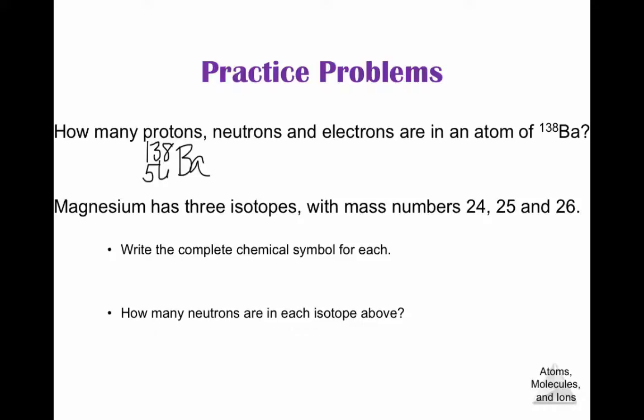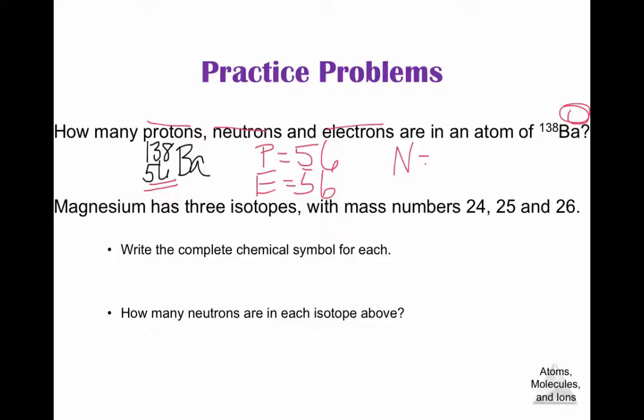Looking at the first example, you have barium-138. The first thing I did was put the atomic number on the bottom. So you have 138 over 56, Ba. Now we want to know protons, neutrons, and electrons. Protons are the same as the atomic number, so we have 56 protons, and this is not charged. There's no charge up here, which means it's neutral, which means electrons is also 56.